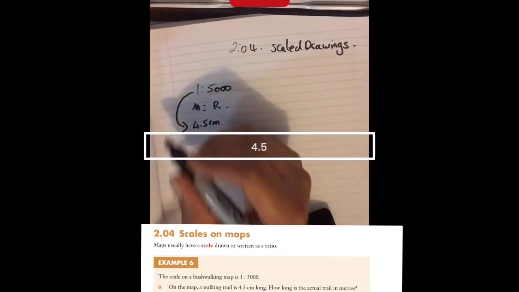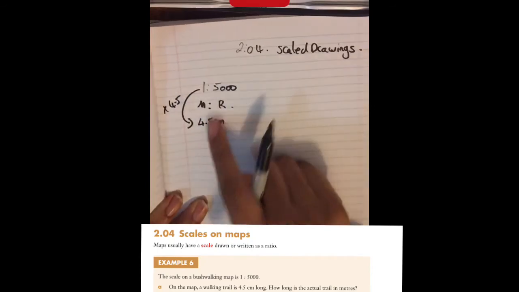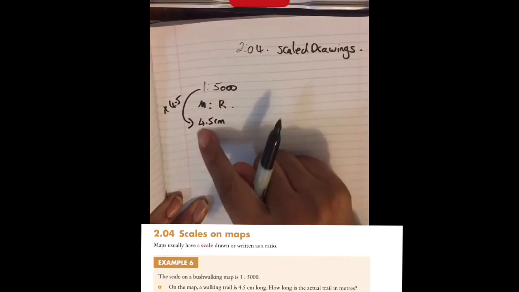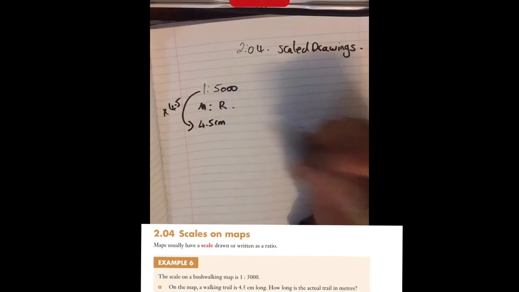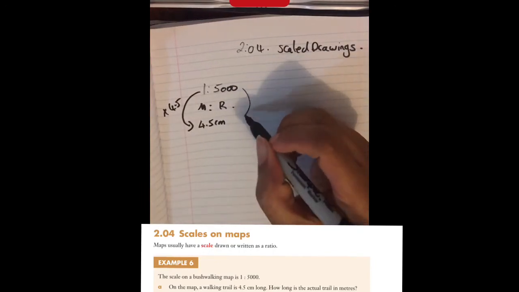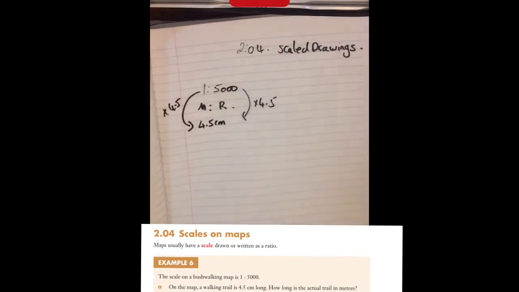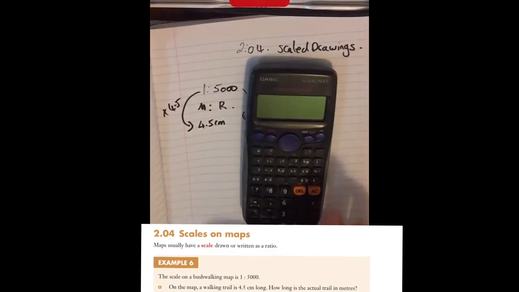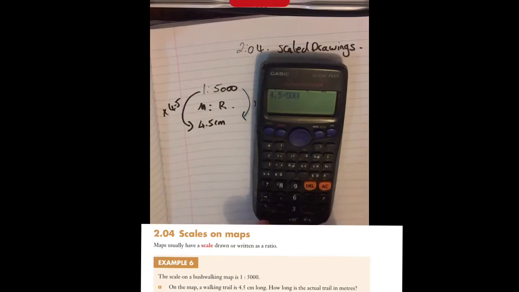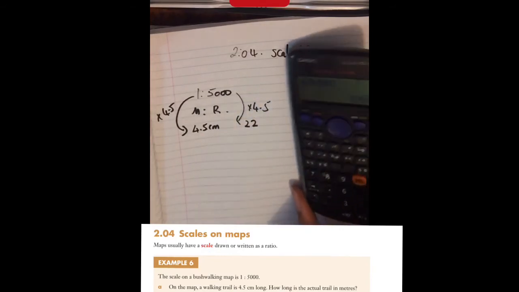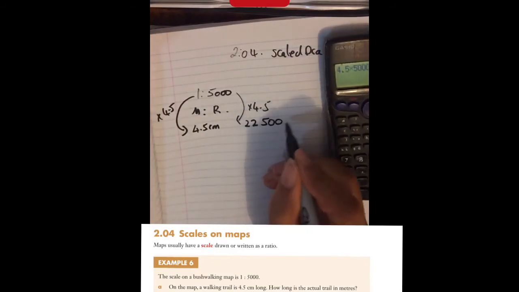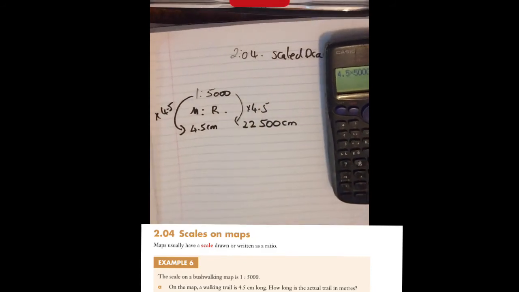So how did they get from 1 to 4.5? Remember the process we talked about before? They either multiplied or divided, right? In this case, they definitely multiplied by 4.5. It's really easy when there's a 1 there. And how do you get real? Well, the same process applies. Times by 4.5. So calculators get handy. We're going to go 4.5 times 5,000, and we get 22,500 centimeters. It's really important you remember it's in centimeters.